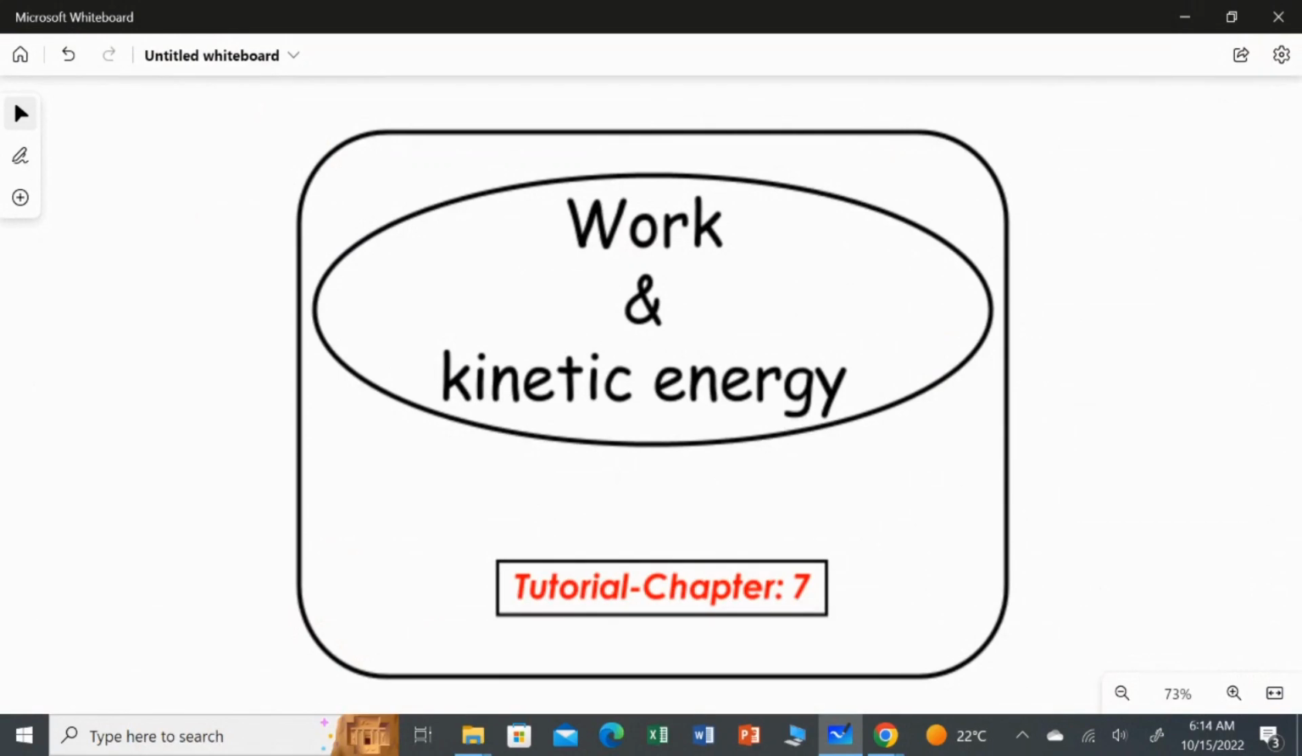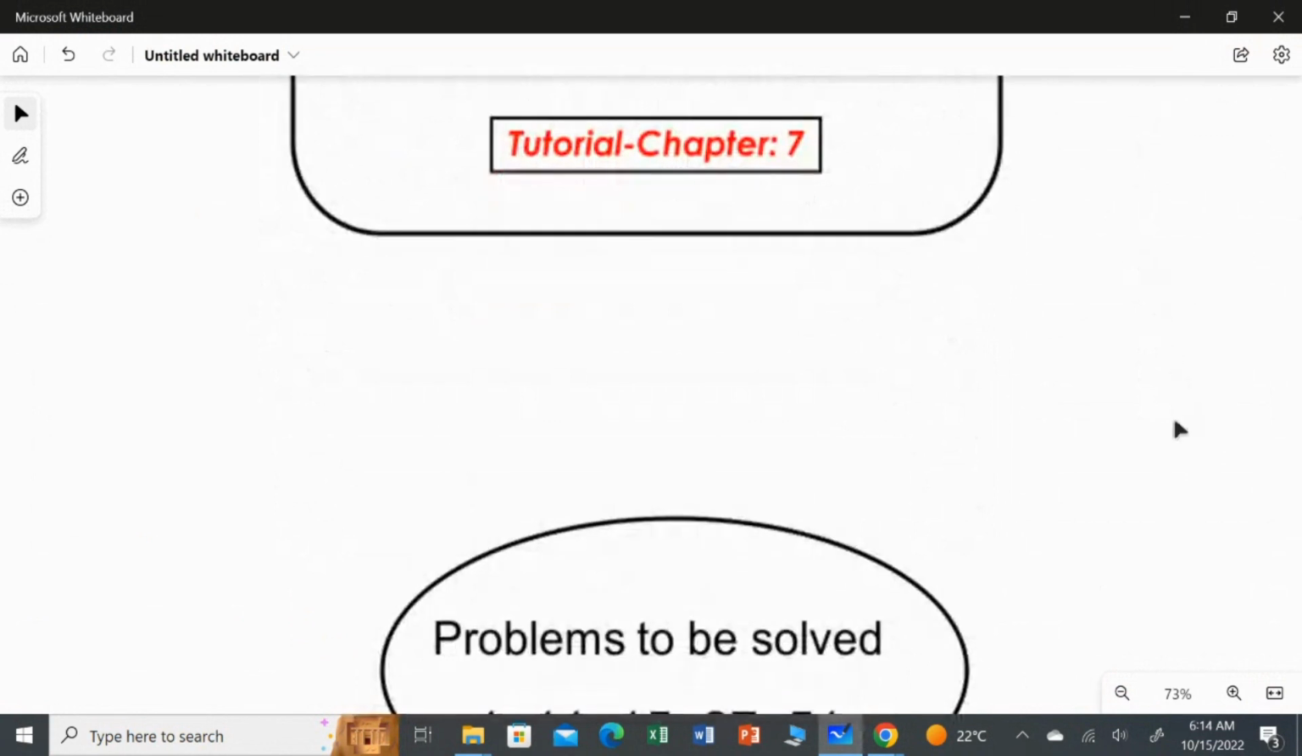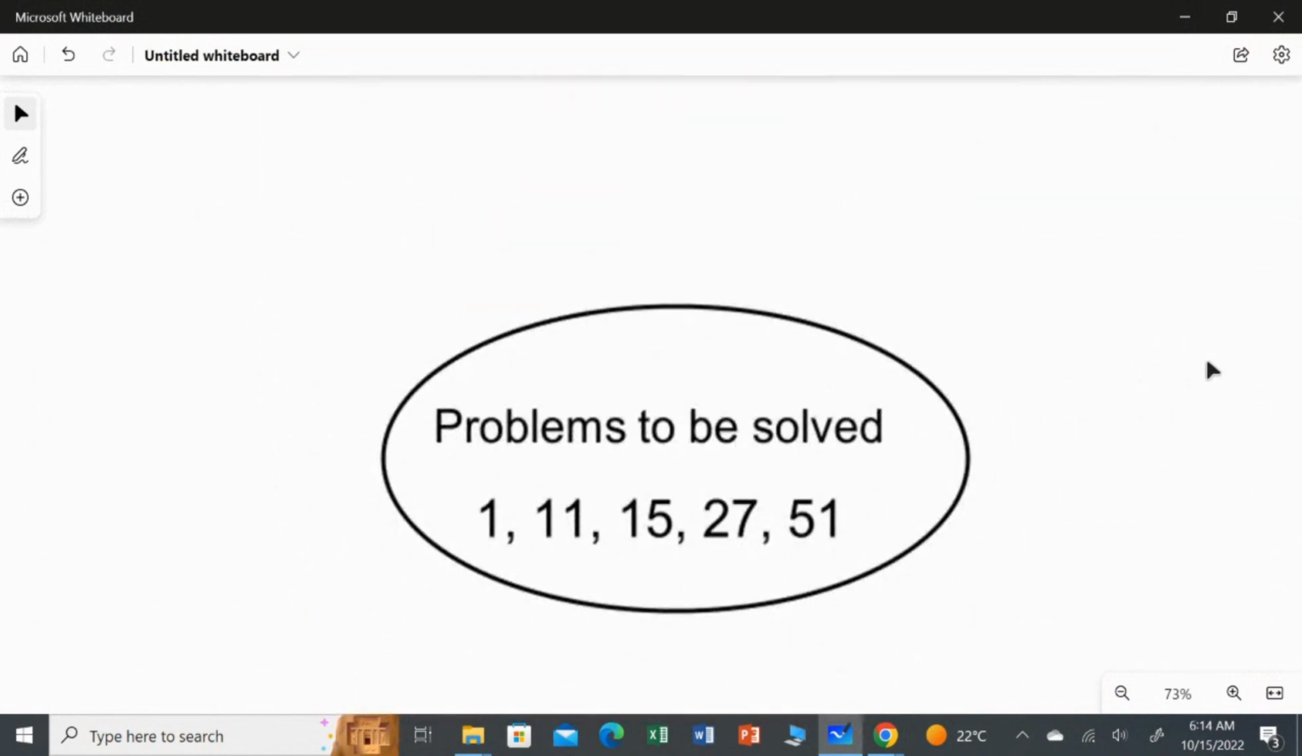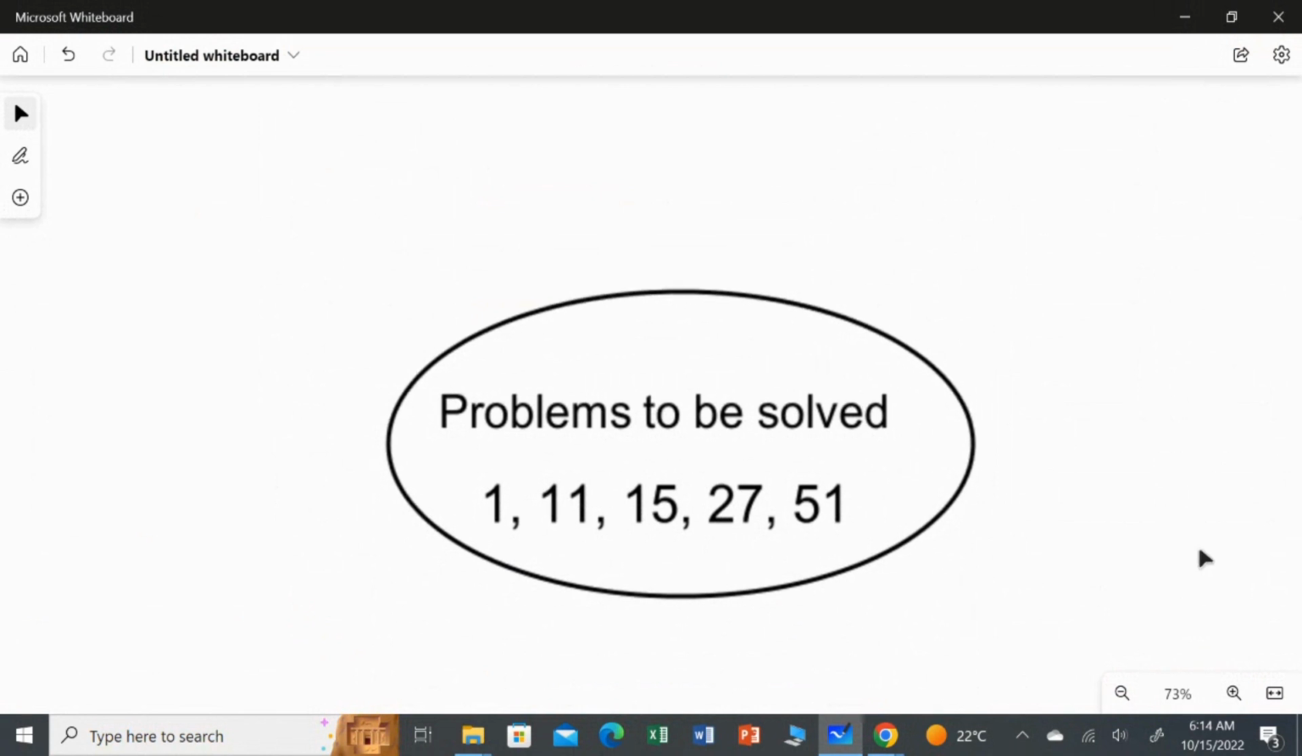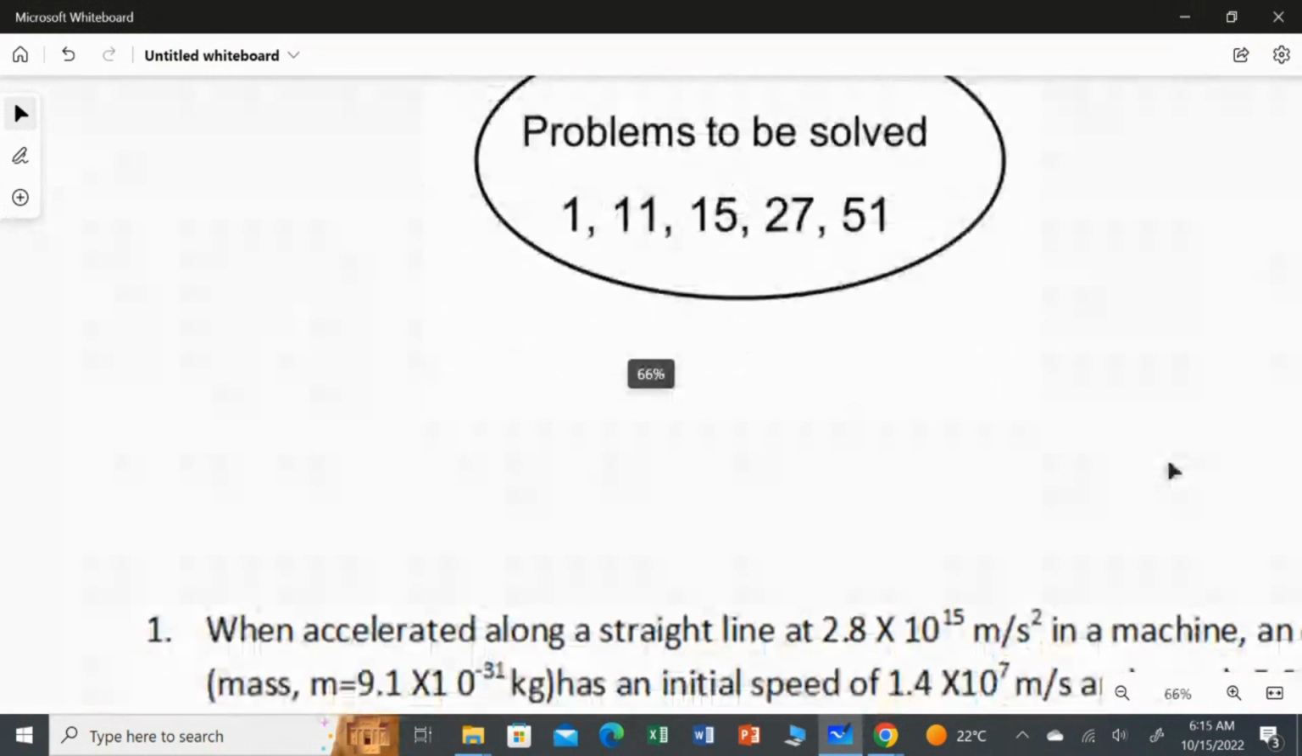Today, I am going to solve the numerical problems from chapter 7 titled Work and Kinetic Energy. So these 5 problems today I am going to solve, and these problems are taken from the book The Principles of Physics, 10th edition. First question.